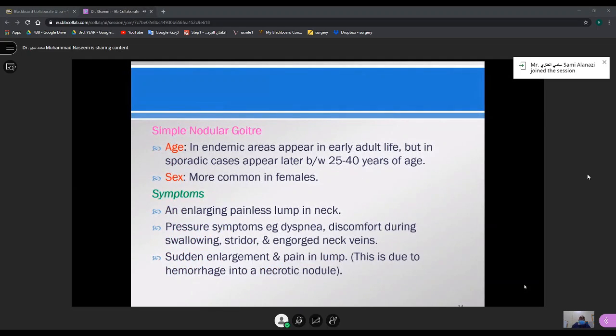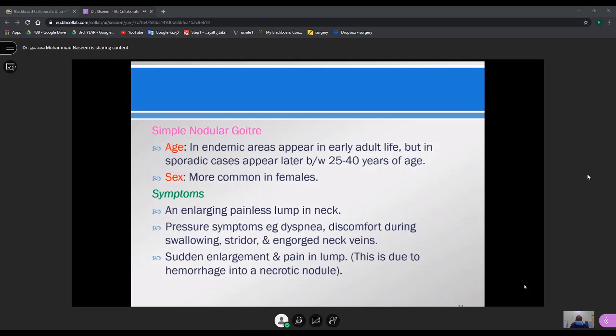Now the simple nodular goiter. Age, in endemic areas, same, appears in early adult life, but in sporadic cases, appears later, between 25 to 40 years of age. And same, more common in females. Presentation is similar, that is an enlarging painless lump in the neck. Pressure symptoms like dyspnea, discomfort during swallowing, stridor, and engorged neck veins.